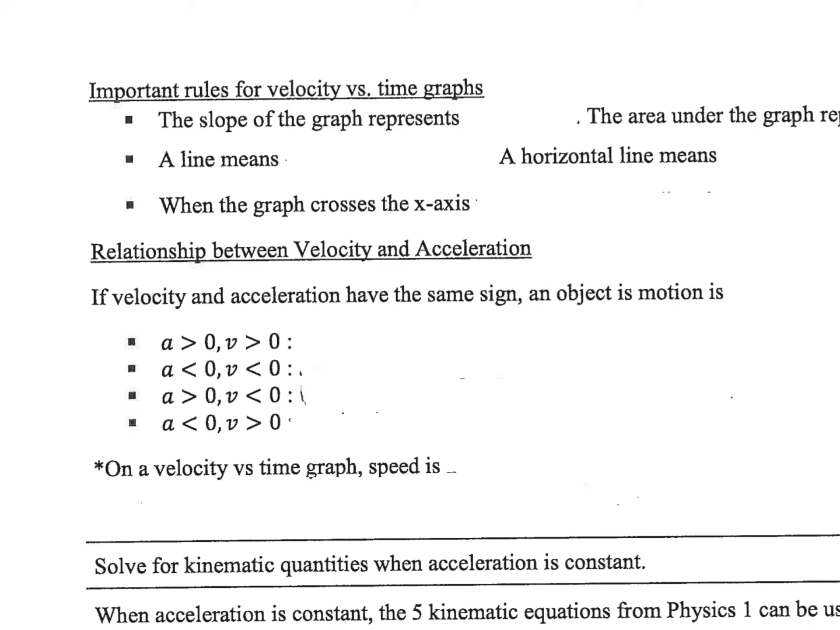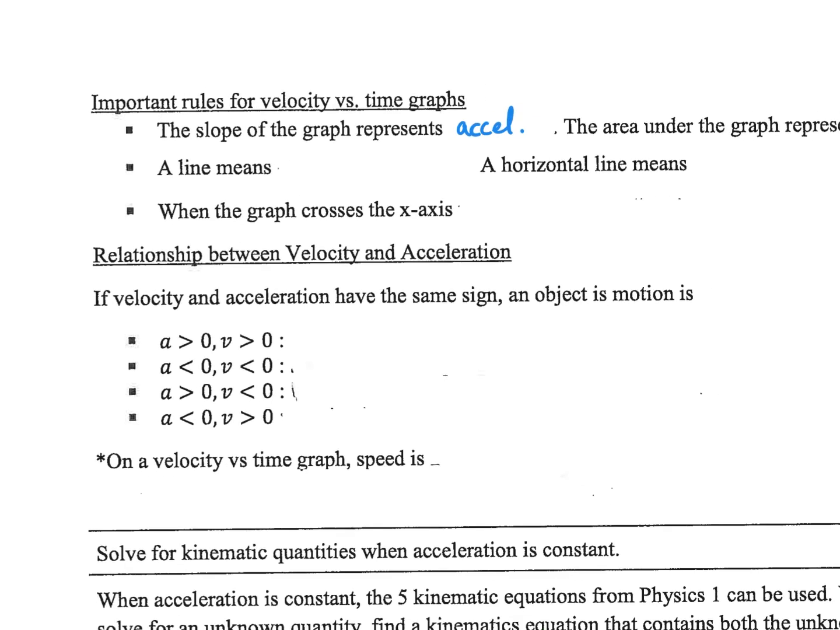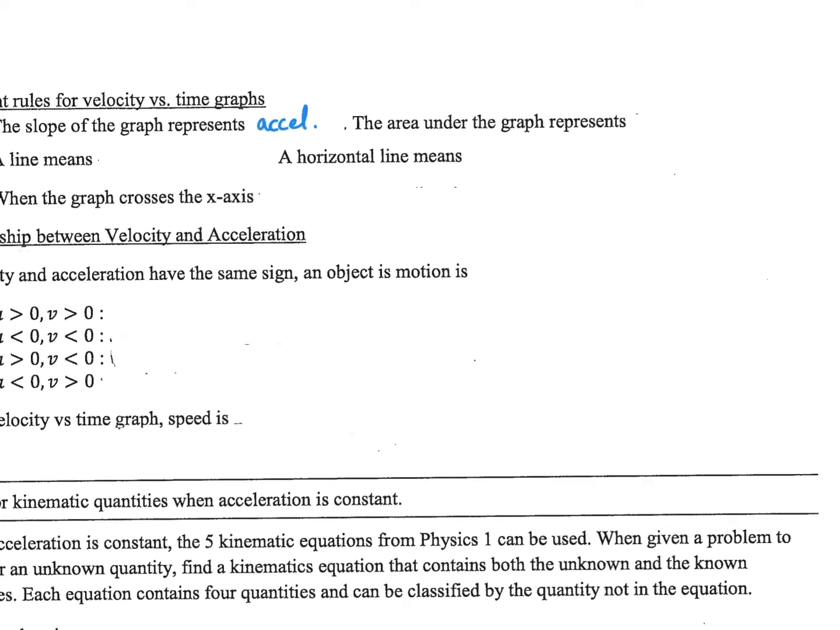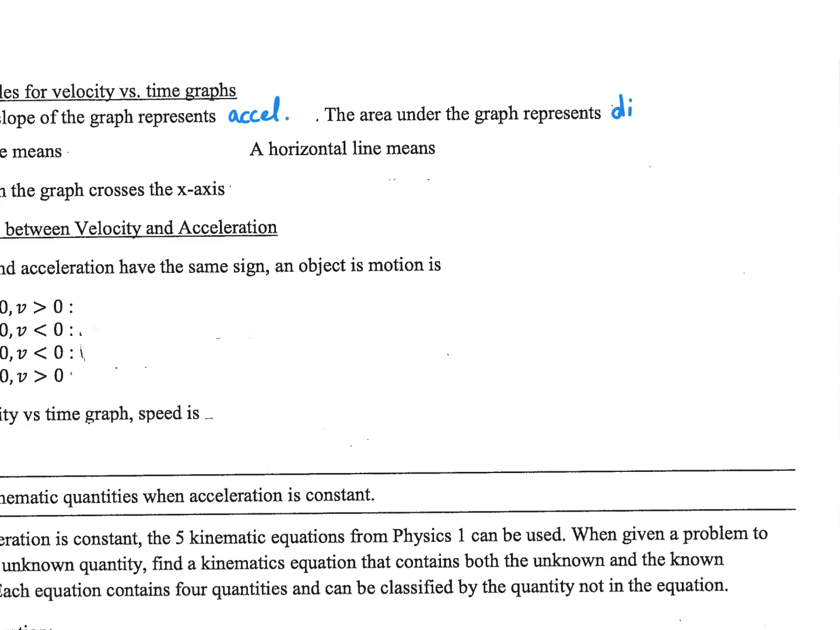All right. So, rules for velocity versus time graphs. What does the slope of the graph represent? Acceleration. The area under the graph represents what? Displacement. If the area is above the x-axis, it is positive. If it is below the x-axis, it is negative displacement, right? So you have to pay attention to that.